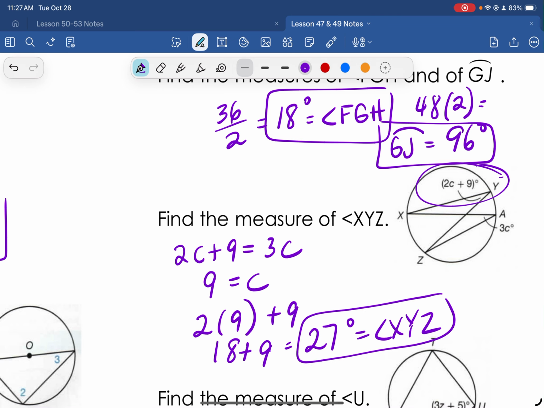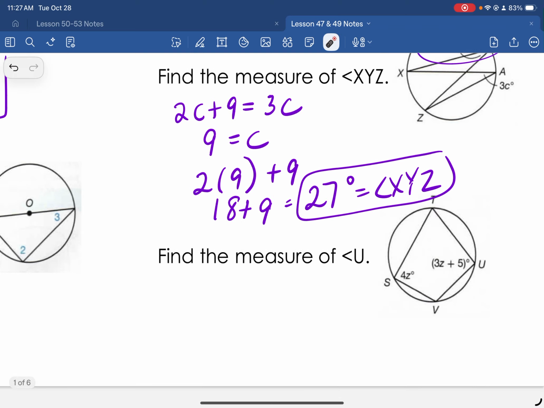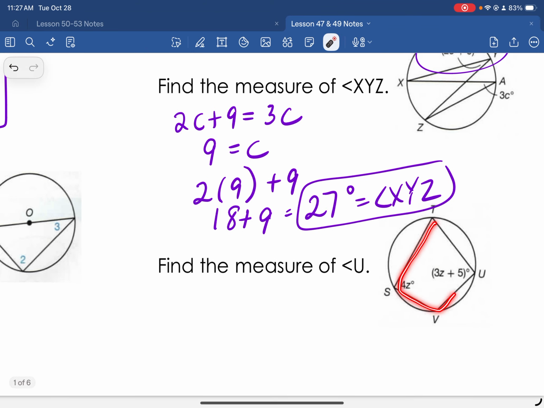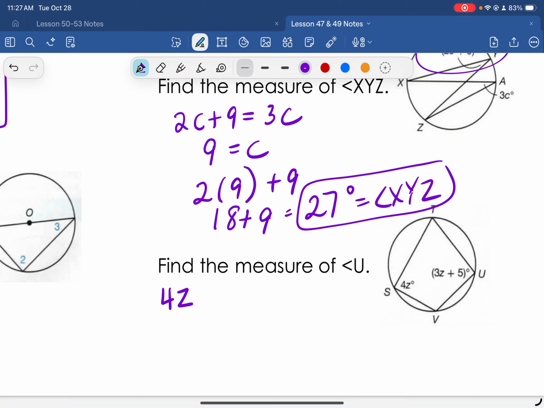I guess we could have also, since they're congruent, plugged the 9 in there. 3 times 9 is 27. Okay, notice this is a quadrilateral, and it tells us that opposite angles are what? Supplementary. So we need to set 4Z plus 3Z plus 5 equal to 180, because that's what supplementary means.